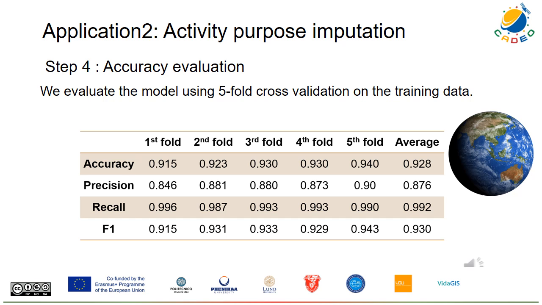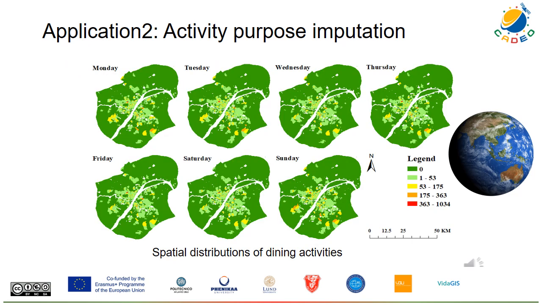In step 4, the model performance will be evaluated based on the evaluation metrics. Here the model was evaluated using 5-fold cross-validation on the training data. Here we can see the average evaluation metrics for accuracy, precision, recall, and F1 score. After the classification, we can further do more spatial and temporal analysis. For example, we can map cab drivers' dining activities in the study area across time and space. Here we can see the spatial variations of cab drivers' dining activities from Monday to Sunday.